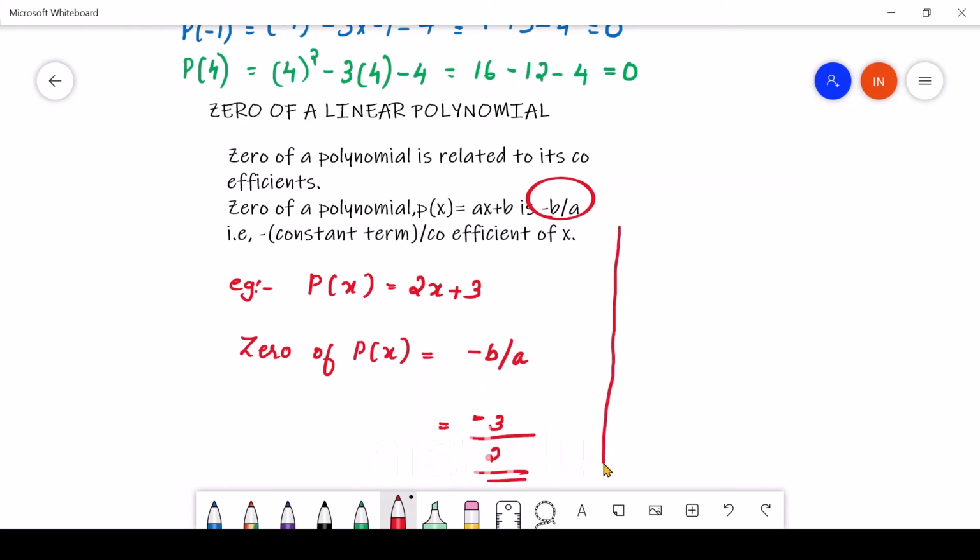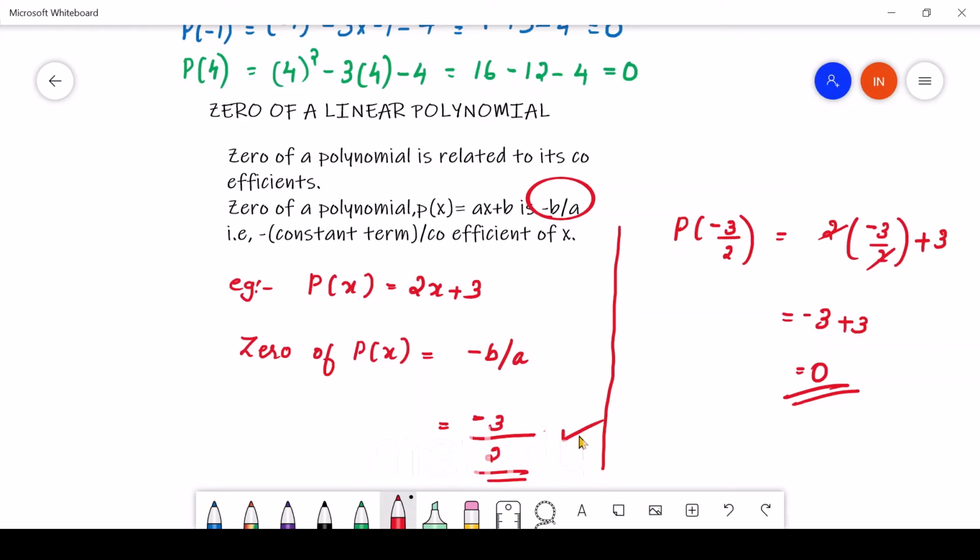Now let us check by putting this value instead of x in the polynomial. So p of negative 3 by 2 is equal to 2 into negative 3 by 2 plus 3. The 2 gets cancelled and you get negative 3 plus 3, which is equal to 0. So you can confirm that negative 3 by 2 is the zero of the given polynomial 2x plus 3.